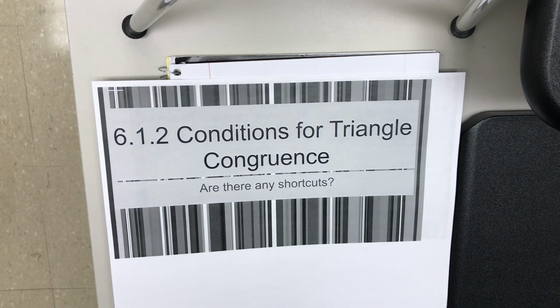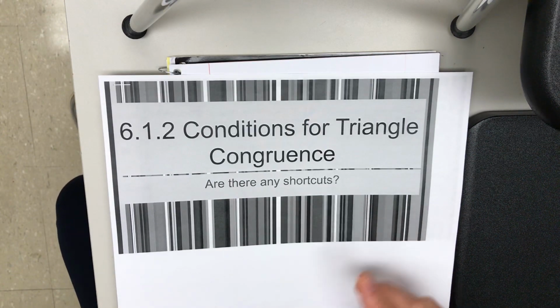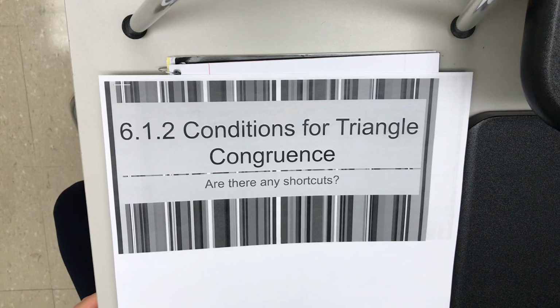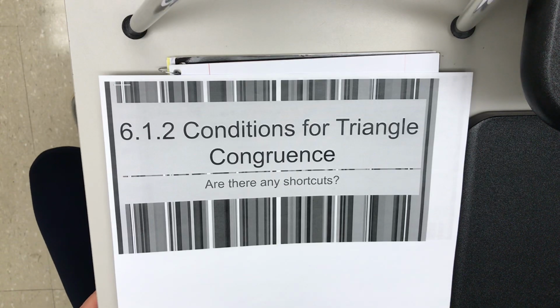Today we're talking about lesson 6-12, conditions for triangle congruence. So we're asking, are there any shortcuts? We're trying to discover what the shortcuts are so that we don't have to use such a long process in the future of proving that two triangles are congruent.